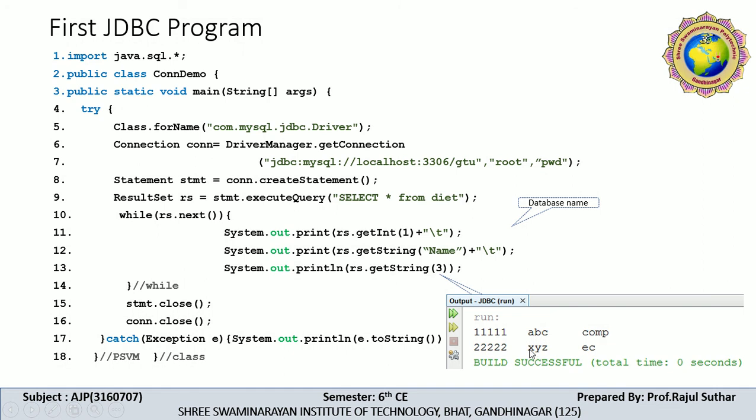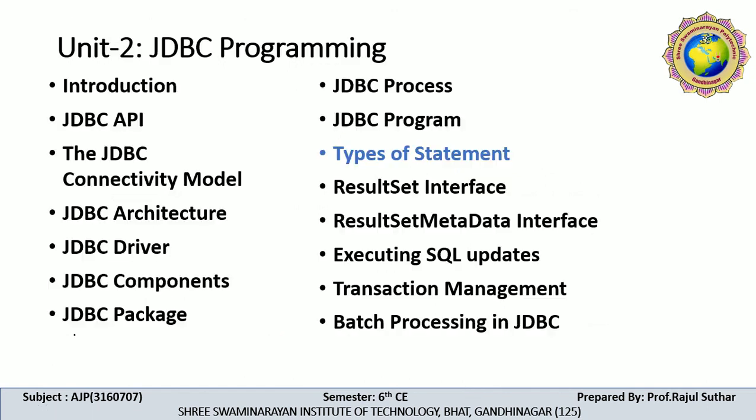So for the second output, the integer value is 2222, getString name is xyz, and here System.out.println prints from the database. So it is nothing but the database.